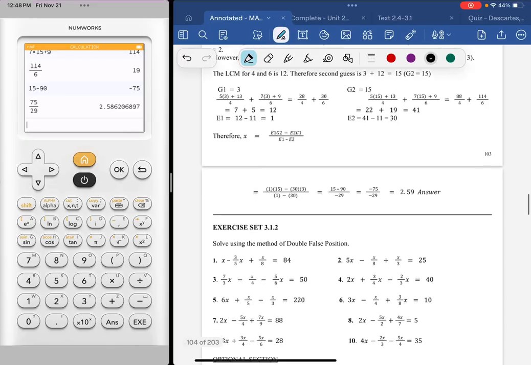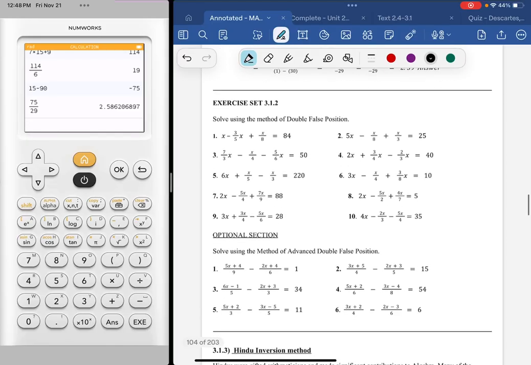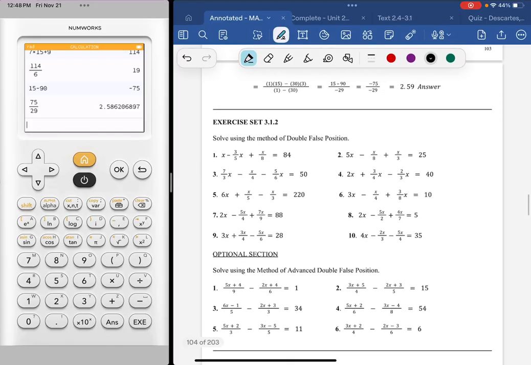All right, so now you should be able to try 3.1.2, and if you want to practice with the optional section, that's great. It's not something I'm going to put on the midterm or the final exam. So I would focus on the first set, numbers 1 through 10. But if you want to challenge yourself, then obviously you can go for the optional stuff too.